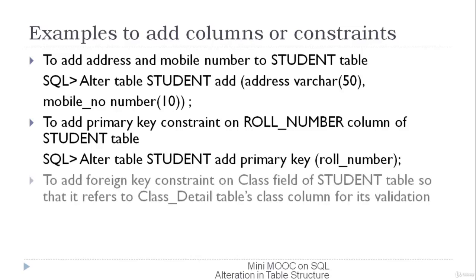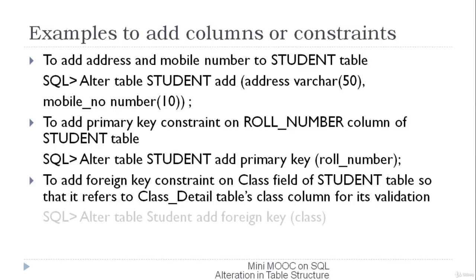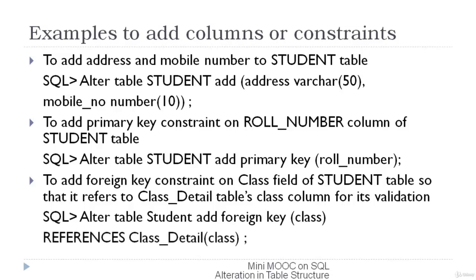Let's apply foreign key constraint on class column of student table so that it refers to class detail table's class column for its validation. Its statement is alter table student, add foreign key, column name is class, references the name of parent table, it is class underscore detail, and the column to which it refers, and in this case it is class. Let us execute these statements to demonstrate these concepts.